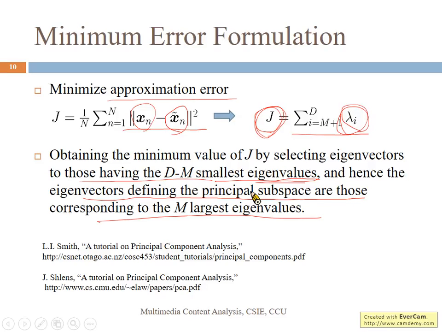Okay, so this is the opposite side from which to view this problem. How can we get the minimal approximation error? We just remove the eigenvectors having the d minus m smallest eigenvalues. So the remaining ones would be the eigenvectors with the m largest eigenvalues. Okay, if you are interested in the mathematical detail, please refer to these two papers.